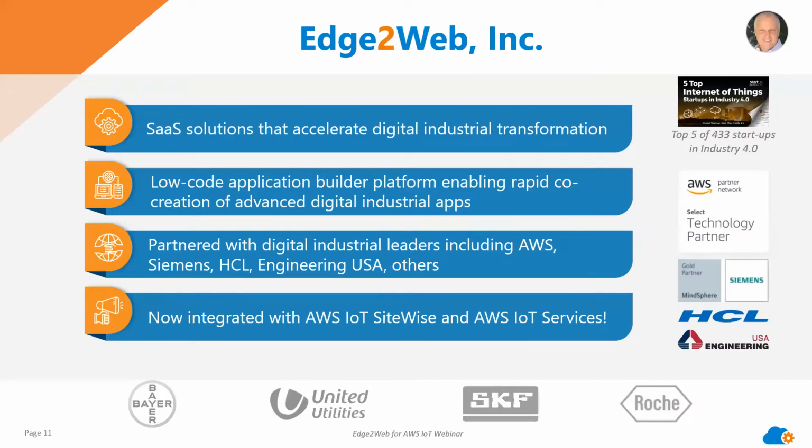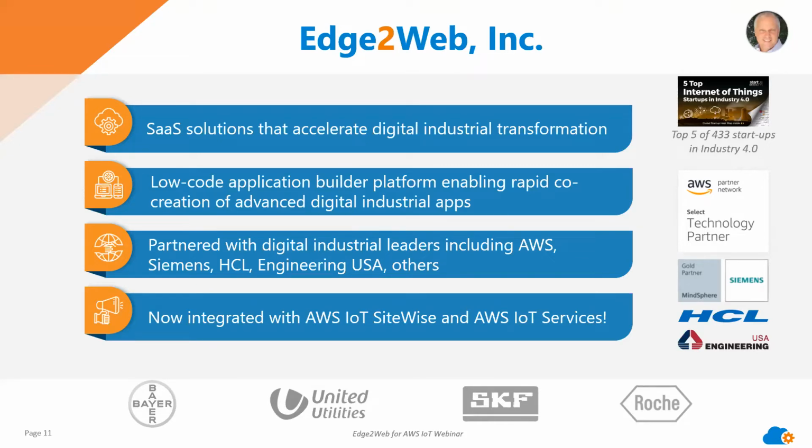But let's do a little bit of an intro on the Edge2Web side so that everyone on the call has that context. Edge2Web is a SaaS-based software company that was recently ranked among the top 5 startups in industrial IoT, and that's out of 433 startups that were evaluated. We deliver low-code IoT development tools and runtime services that are targeted at the unique needs of industrial users. We also provide a growing portfolio of pre-built application components that make it super fast to implement new digital apps for OEE, asset performance monitoring, fleet management, and many others.